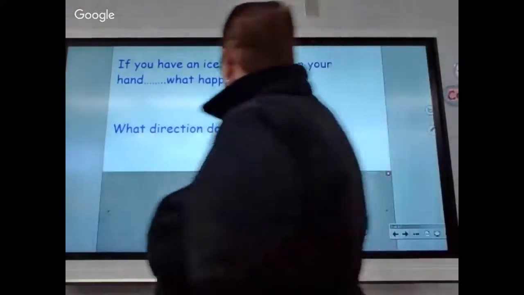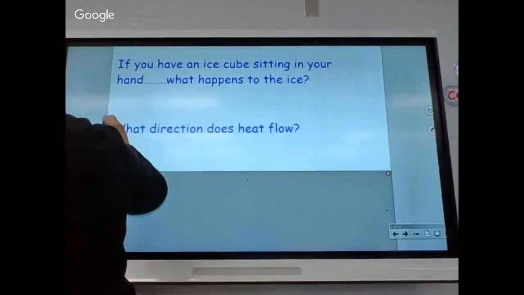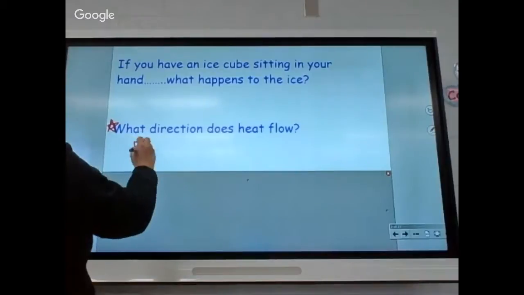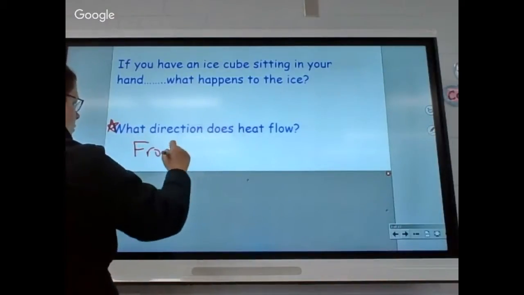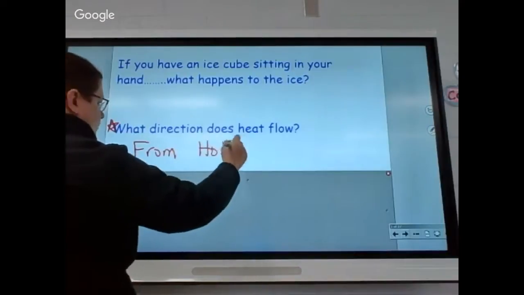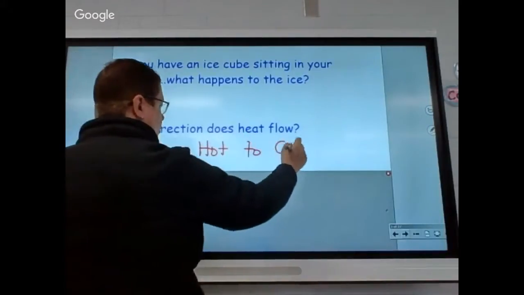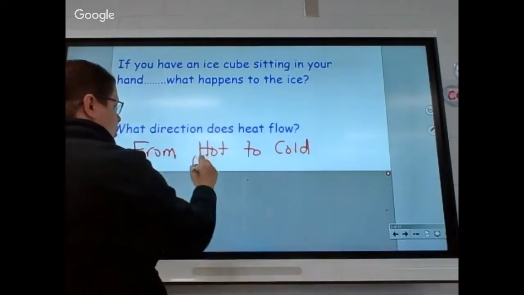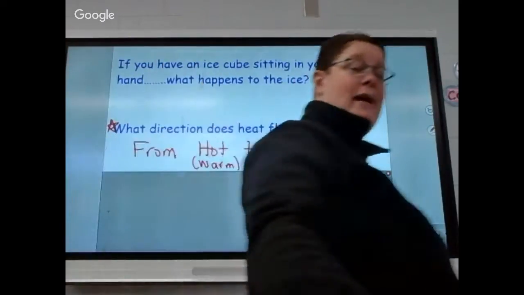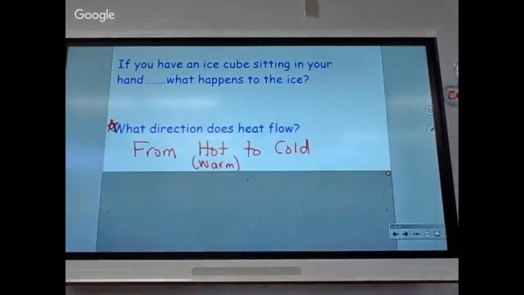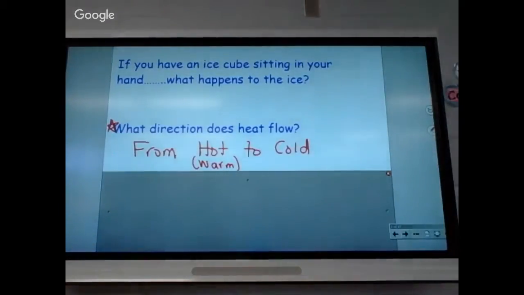All right? You need to write this part right here. All right? From hot to cold. If you don't want to write hot, you can write warm to cold. So, when you sat down in that cold chair, your body was warm. So heat flowed from your warm body into the cold chair.